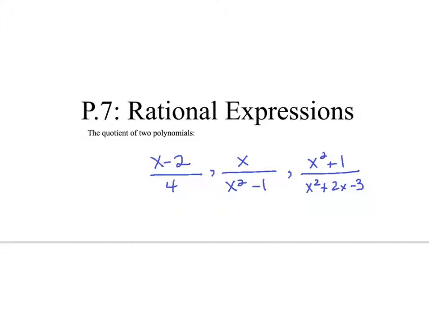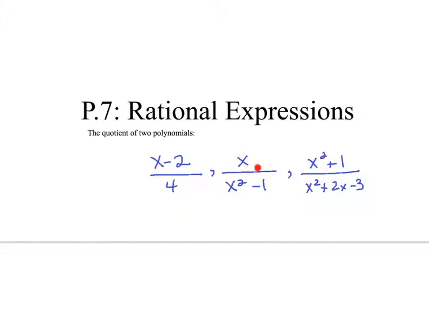This video is a review of section P.7 on rational expressions. Rational expressions are the quotient of two polynomials. What that means is that we are dividing one polynomial by another one. In this case, it's a binomial by a number.